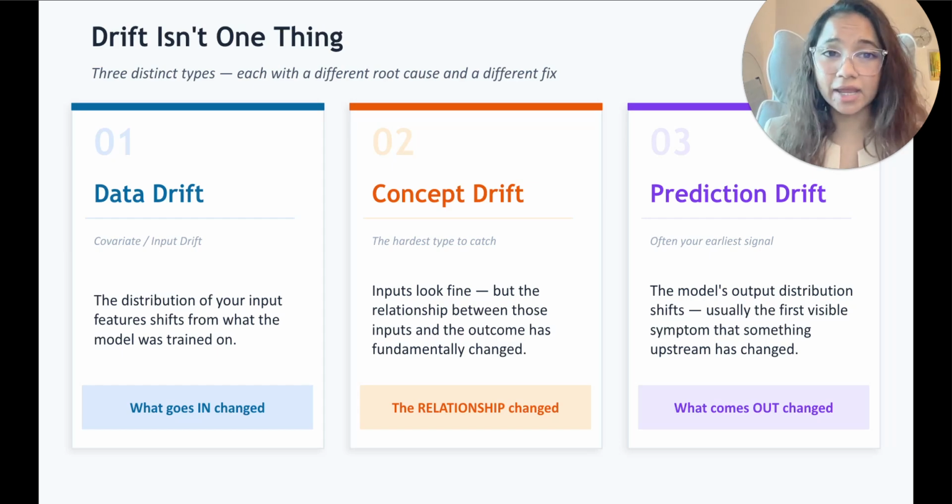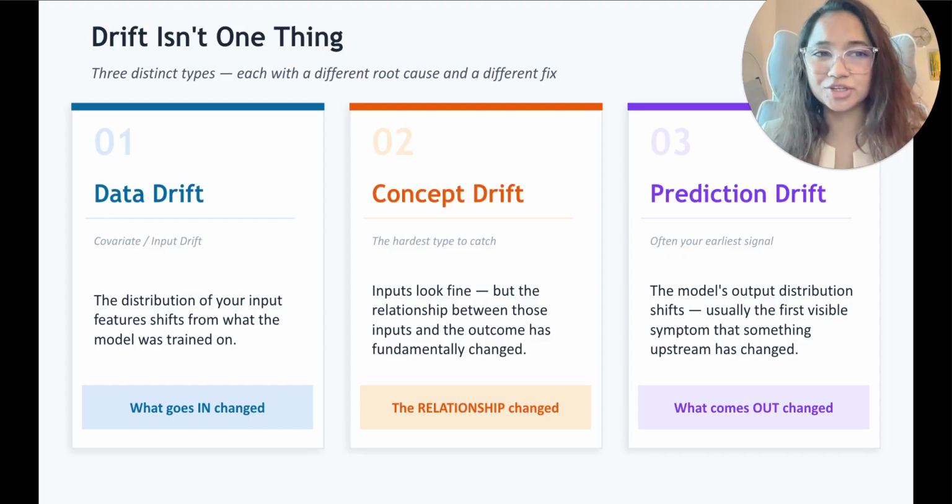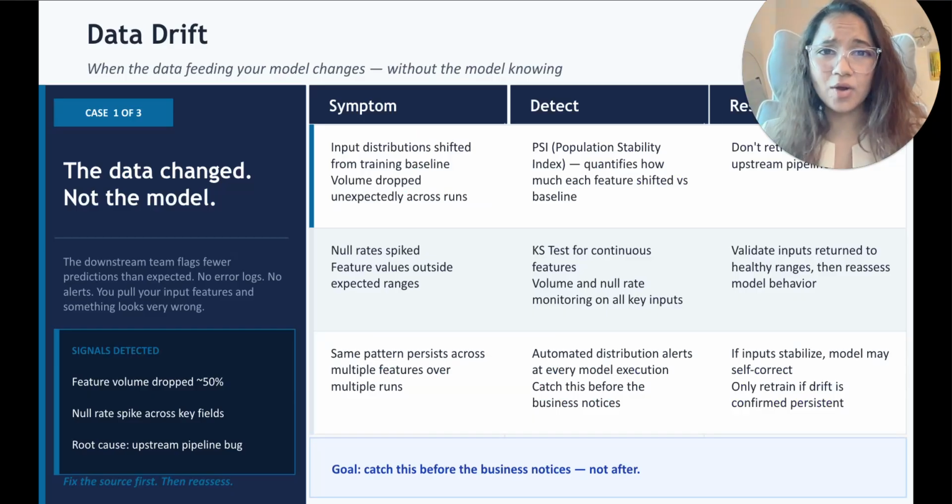The second is concept drift, where your inputs look completely fine, but the underlying relationship between those inputs and the outcome has changed. The third is prediction drift, where the model's output distribution itself shifts, which is often the earliest visible symptom that something upstream has gone wrong. Knowing which one you're dealing with is really what separates a targeted fix from a blind retrain. So let's go through each one using the same churn example and look at how you would detect it, diagnose it, and resolve it.